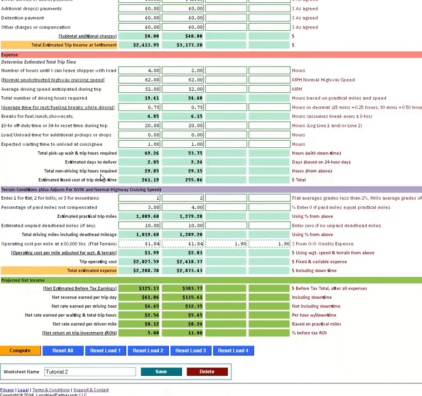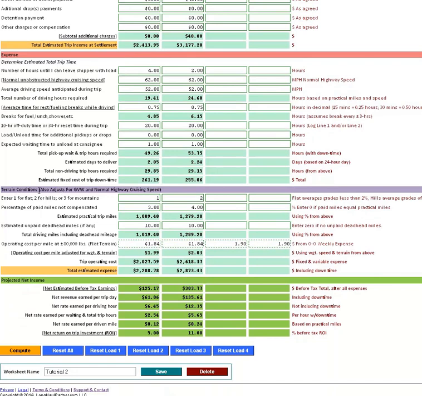Total non-driving trip hours required. On this trip, we've got 29.85. This one, 29.15. Look at how close those turned out. Interesting. I would have thought this one would be higher, but it's not that much higher. Estimated fixed cost of trip downtime. This load's costing us $261. This one, $255. So interestingly, this load has a higher cost for downtime than this one, although it's only $6. It's not a big deal.